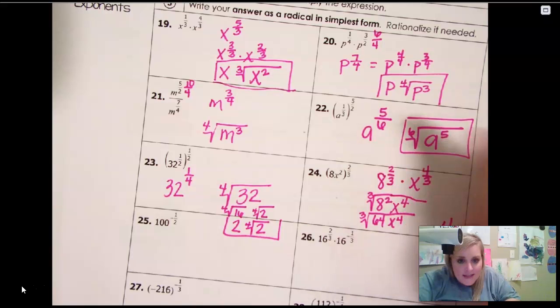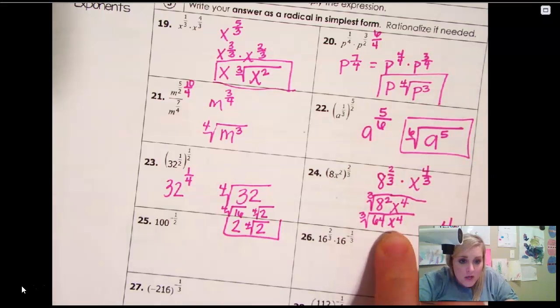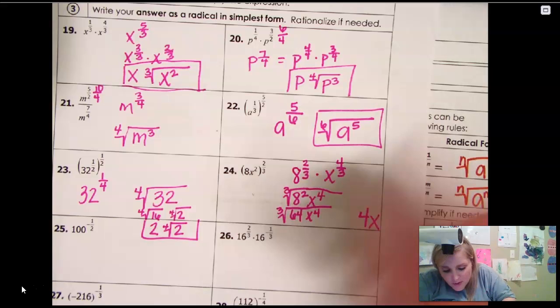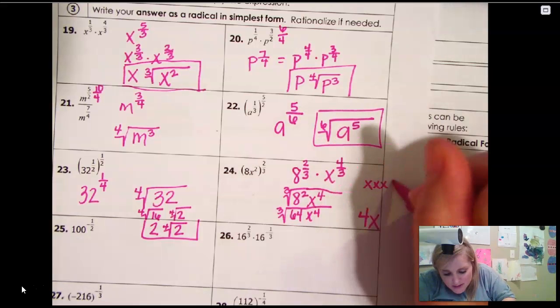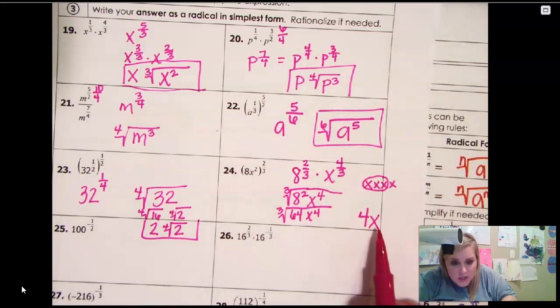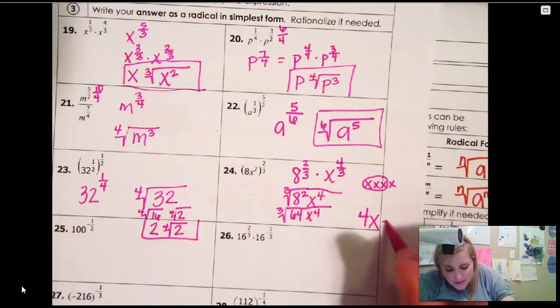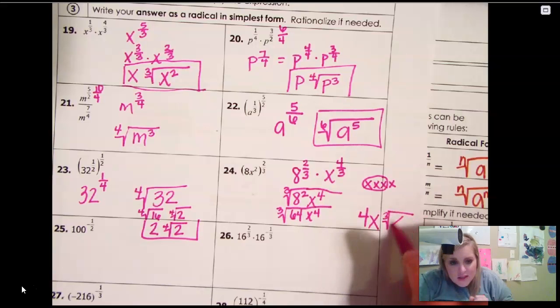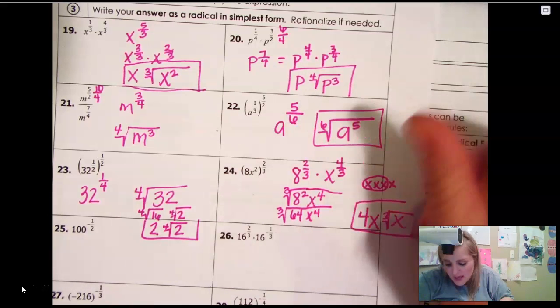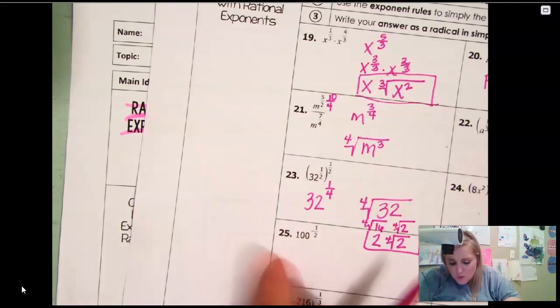Now, x to the 4th. There are 3 x's. That is one perfect group. So I'm going to take that perfect group. So there's 4 x's. This perfect group gets to come out. And so the only thing that's going to be left underneath the radical is the single x, because everyone else is perfect. Okay? Now, number 25.